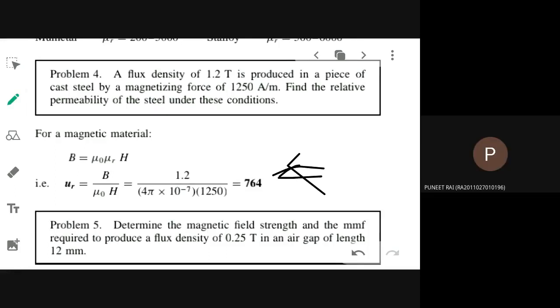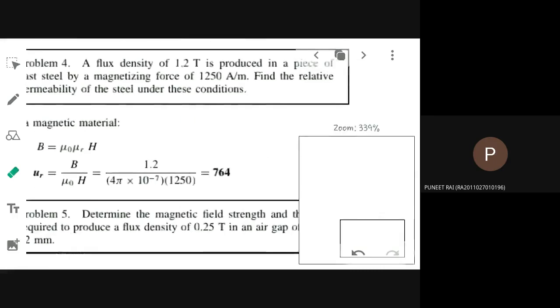Ma'am, it will not have any unit, right? Yes, it is permeability, no unit, constant only. Okay, so let's finish that problem.